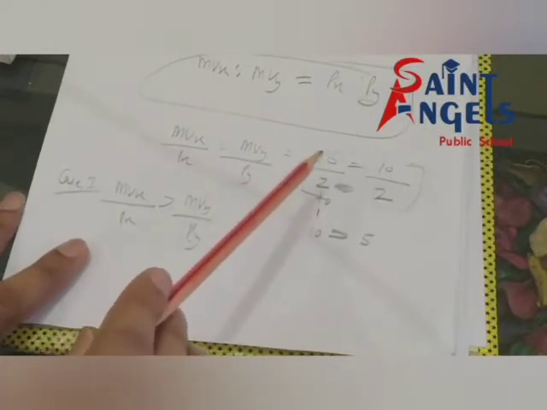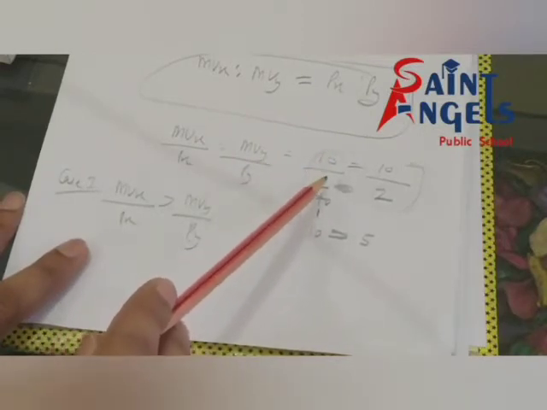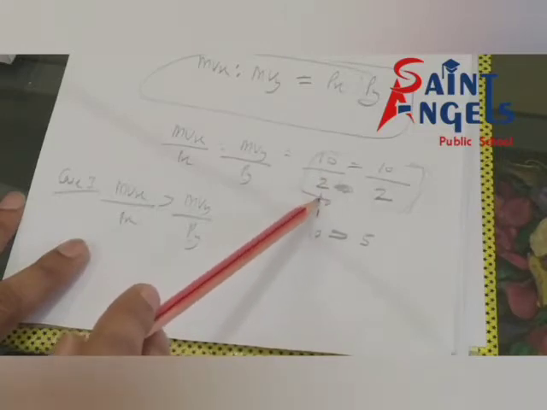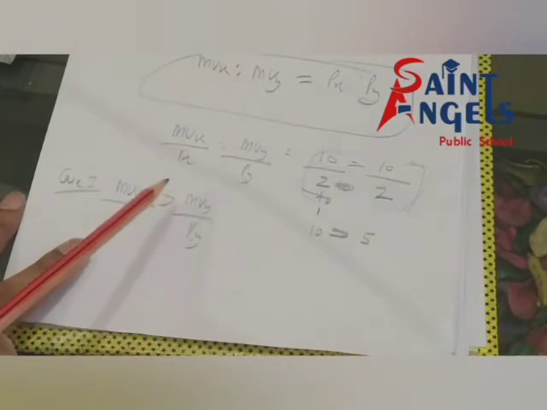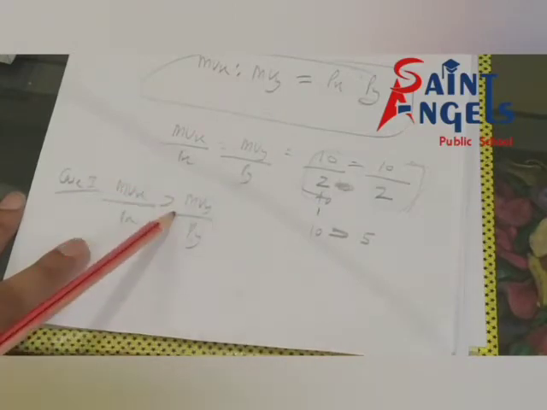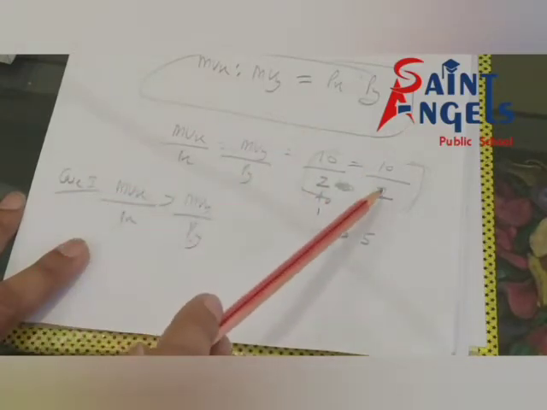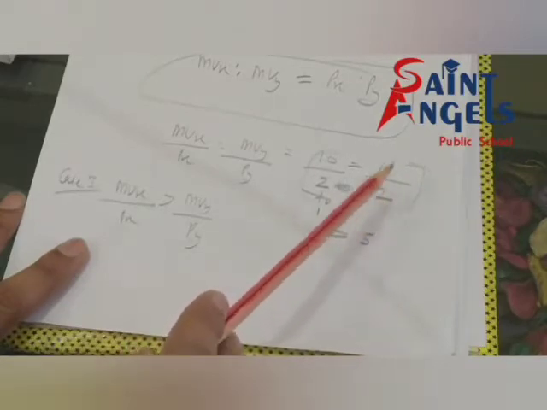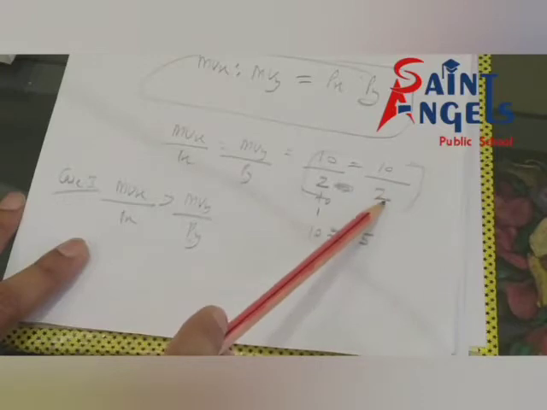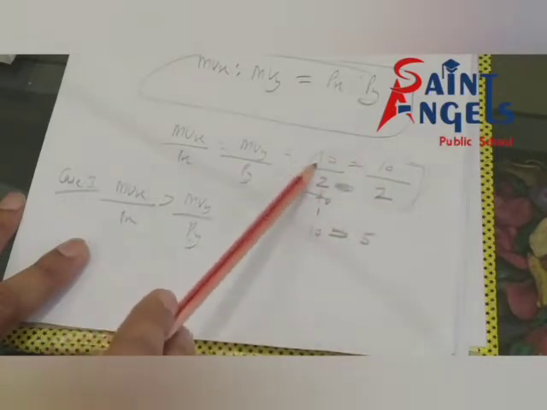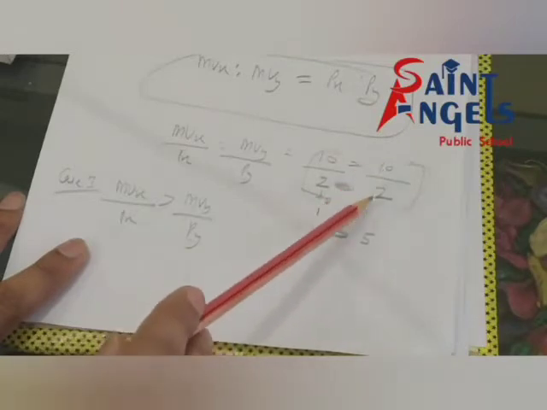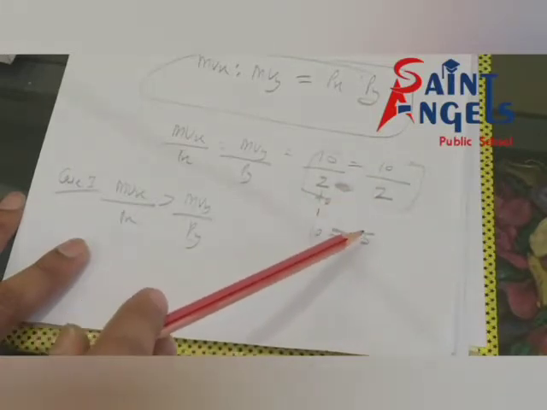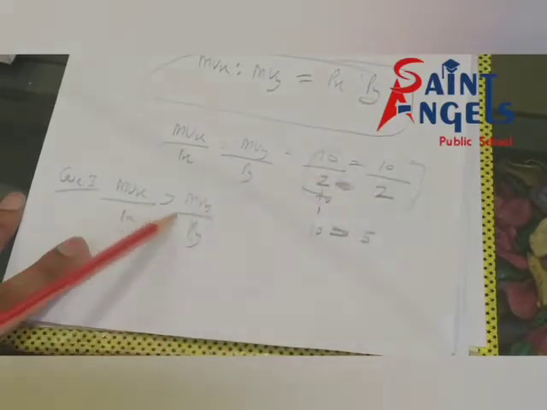Suppose the price of good X decreases from rupee 2 to rupee 1. Then this condition will be created, and there is no change in the price of good Y, which means it remains constant. 10 divided by 1 means 10, and 10 divided by 2 means 5. 10 will be greater than 5, which means this condition will be created.